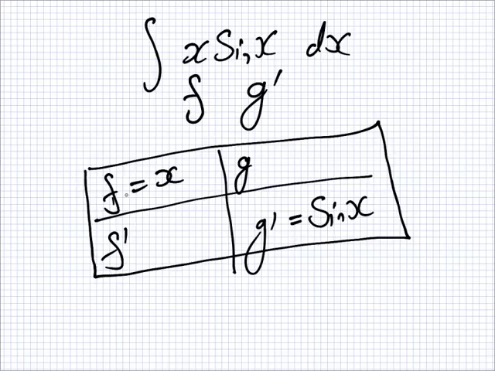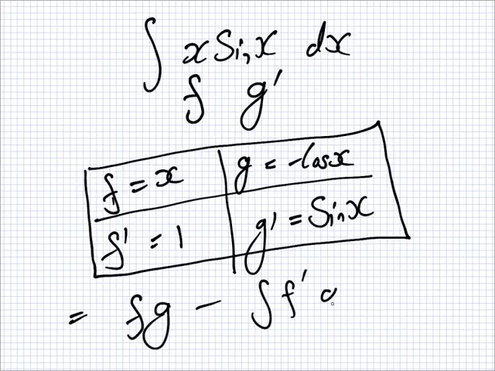Okay, what's f derivative? 1. And g? Very good, minus cos x. So the rule is this is the same as fg minus the integral of f derivative g dx.